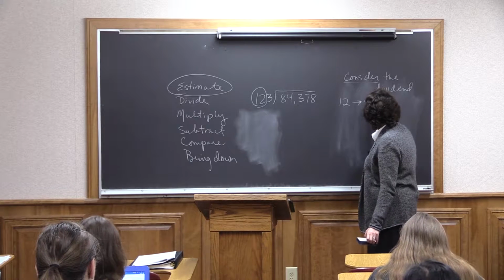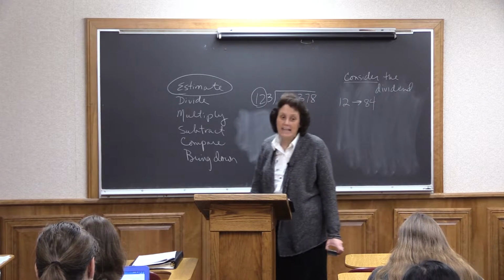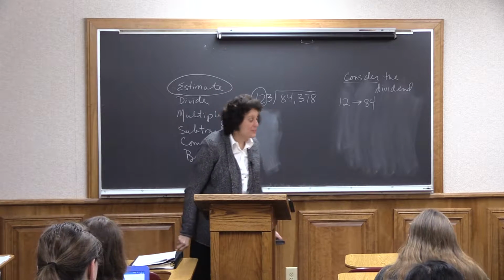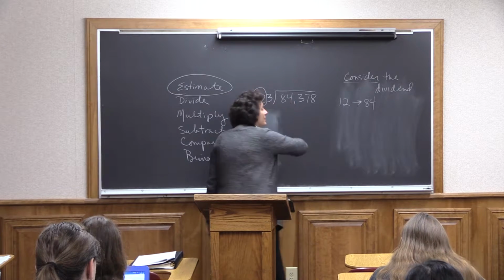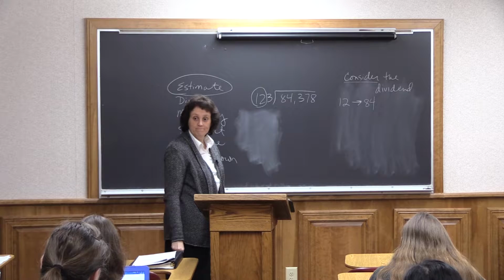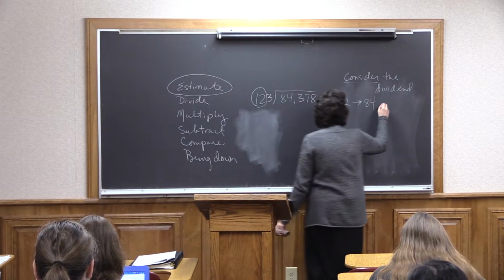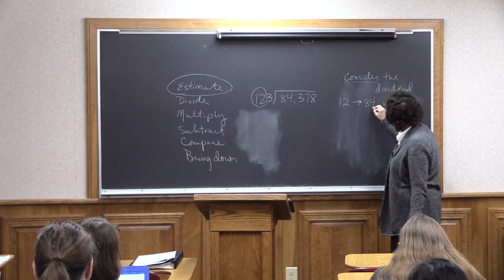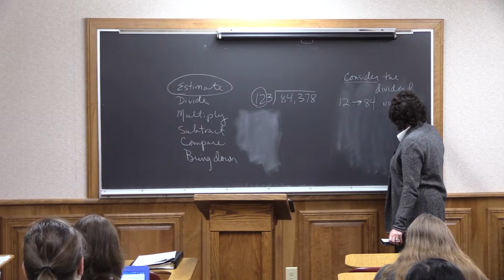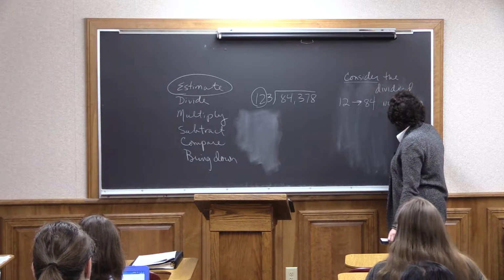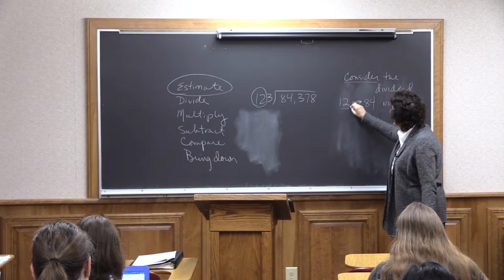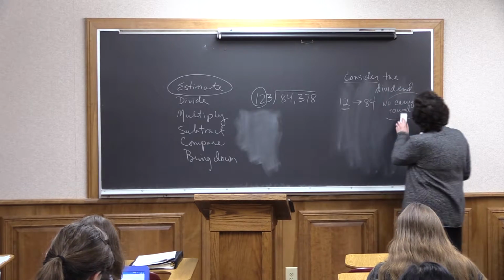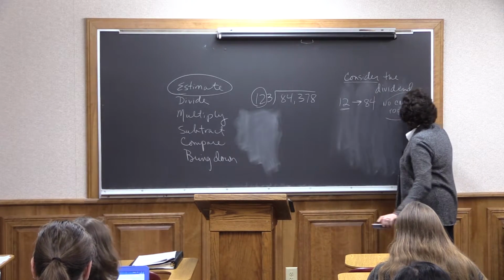12 goes into 84 exactly 7 times. So that tells me that I am not using 7 as my real quotient. There's no carrying room. So if my estimated divisor goes into my dividend exactly, there's no carrying room. So I need to consider how accurate the estimate is. If it goes into 84 exactly, there's no carrying room.